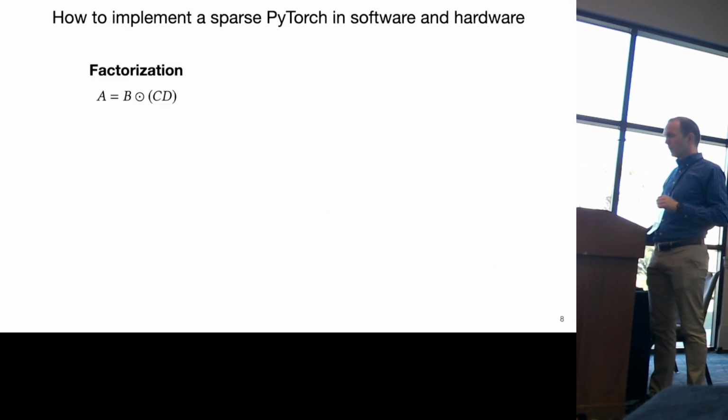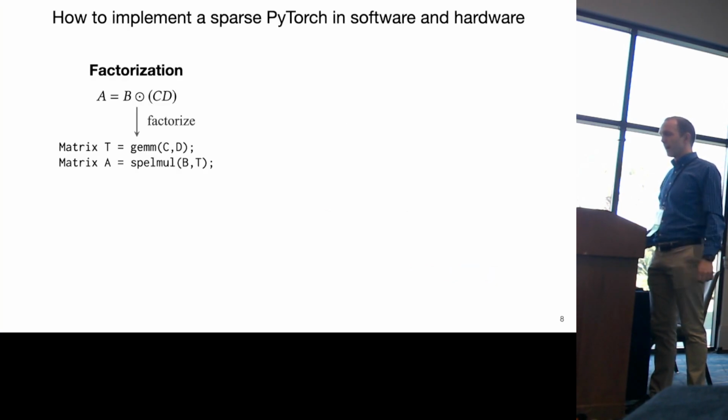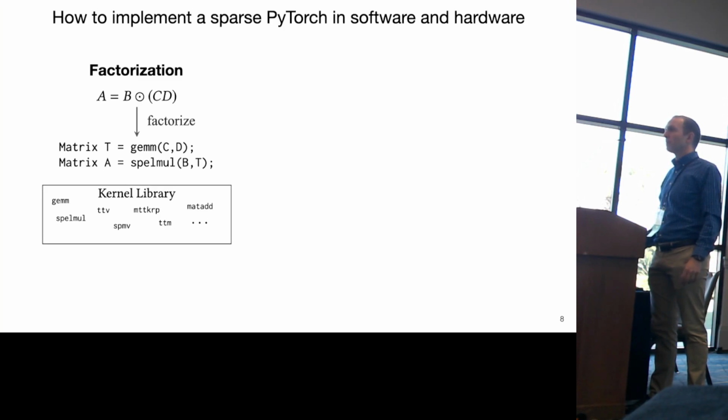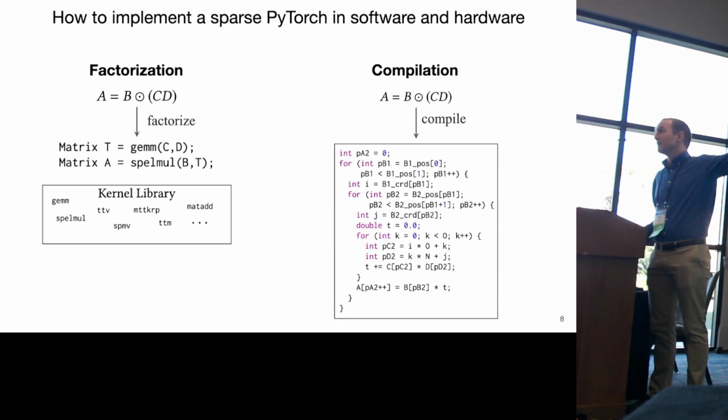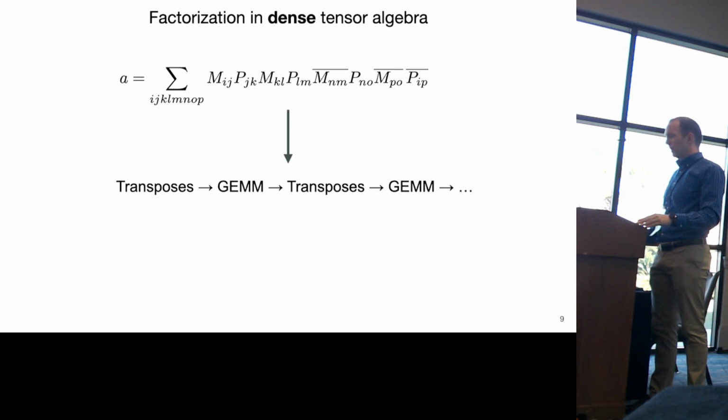So with the first approach, you can factorize your computation, your tensor algebra expression, into certain hand-optimized routines, then run it on top of a library of handwritten routines. The other approach would be to compile them down all the way to fine-grained code. And that approach would be more general, and that approach would be easier to implement.